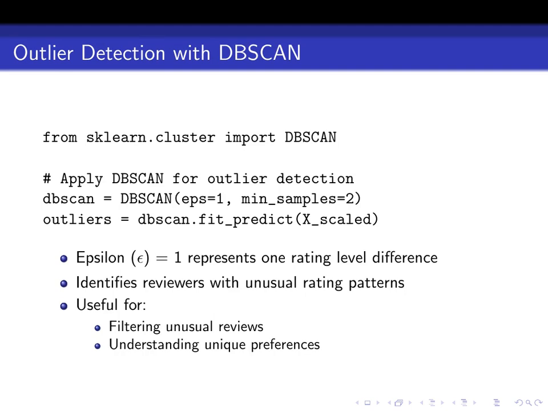Finally, let's examine how we can detect unusual rating patterns using DBSCAN. This code shows the implementation of DBSCAN for outlier detection. We set epsilon to 1, which represents 1 rating level difference. This approach helps us identify reviewers whose rating patterns deviate significantly from the norm, which can be valuable for filtering unusual reviews or understanding unique preferences.